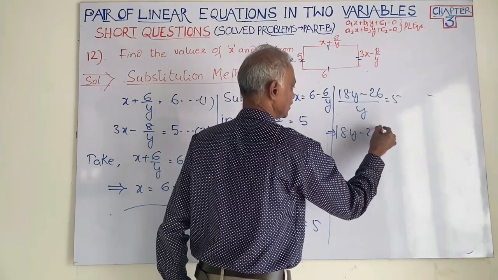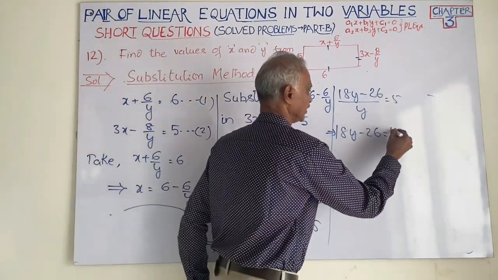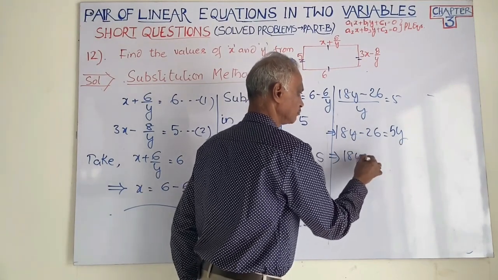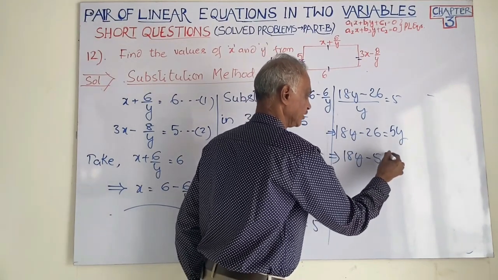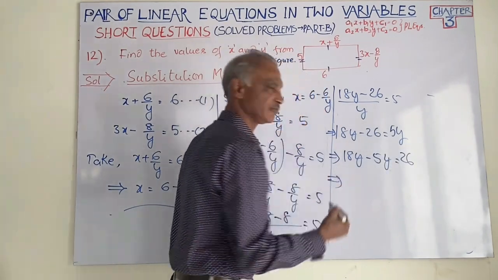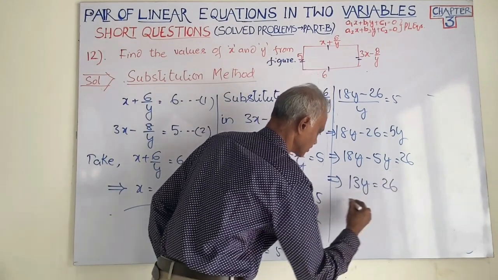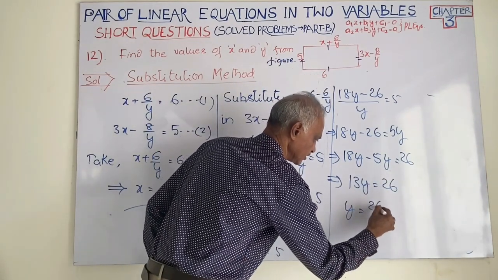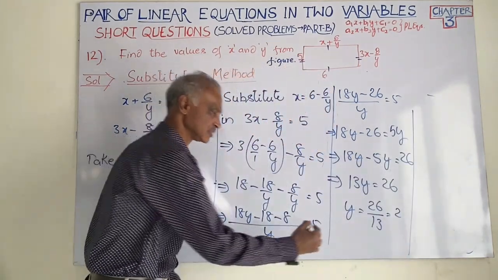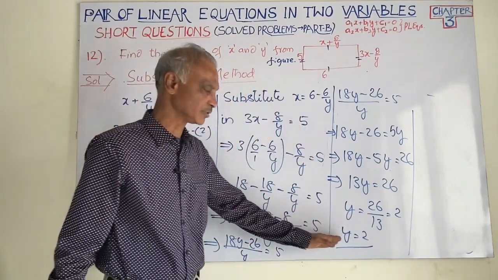18y minus 26 is equal to, by cross multiplication, y into 5, 5y. 18y minus 5y is equal to 26. 18y minus 5y is 13y. 13y is equal to 26, and y is equal to 26 by 13. You got y is equal to 2. What is the value of y? You got 2.